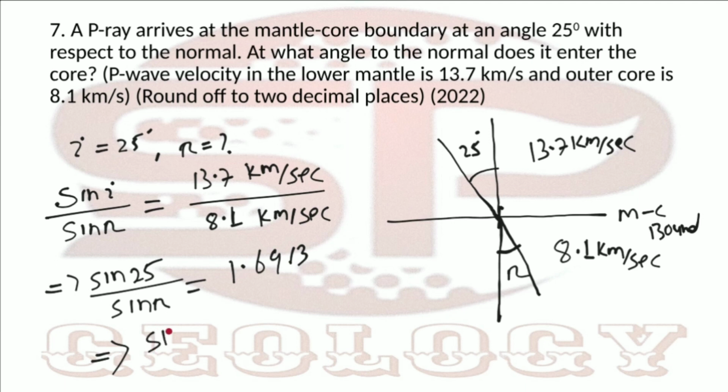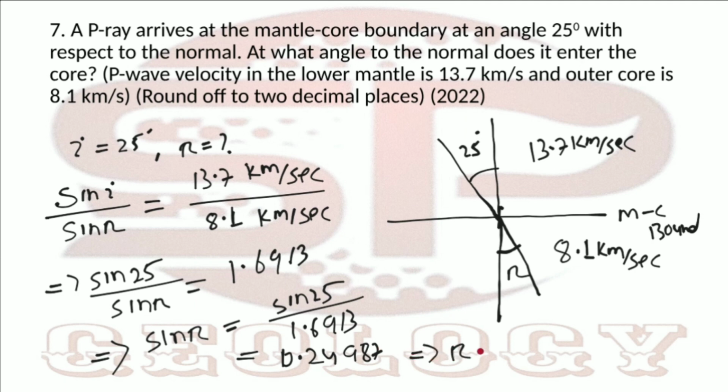Then sin r will be sin 25 divided by 1.6913, which will be 0.24987. If you take sin inverse, then r will be sin inverse 0.24987, which is 14.47. Rounding it up to 2 decimal places, that will be 14.47.